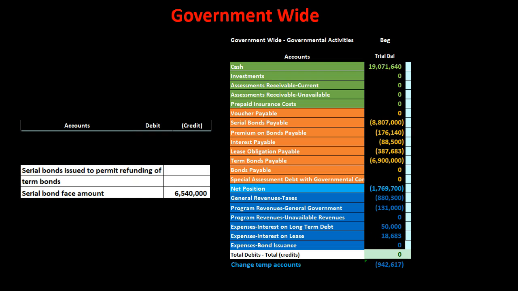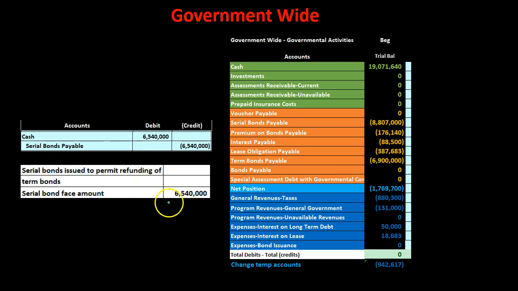Back to the government-wide activities, next transaction. We then have the serial bonds issued to permit funding of the term bonds. So we're going to issue the serial bonds. In other words, we're going to get the cash related to the serial bonds, and we're going to pay off the term bonds, which are on the books here. So we're going to take this money from the serial bonds and pay off at least part of the term bonds. So we're going to record cash increasing for the serial bonds, and we have the credit going to a bond payable, a liability type of account, as we would expect. We're in essence recording a payable. We're getting cash, recording a payable.